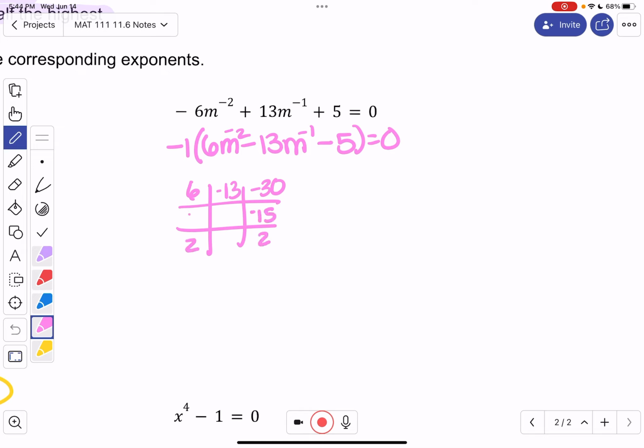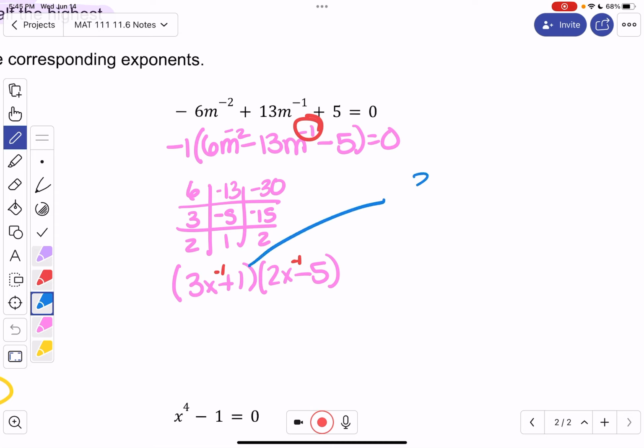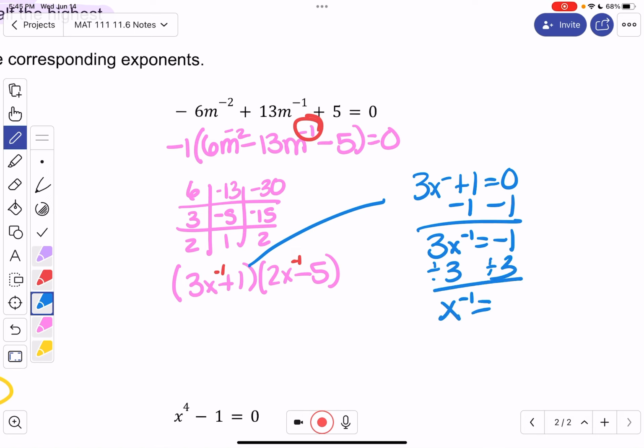Greatest common factor. Multiply up. Multiply across. We get 3x plus 1 and 2x minus 5. Here, that's a -1, so we need to put a -1. Now we can solve them. So 3x to the -1 plus 1 equals 0. Subtract 1 from both sides. Divide by 3. X to the -1 equals -1/3.